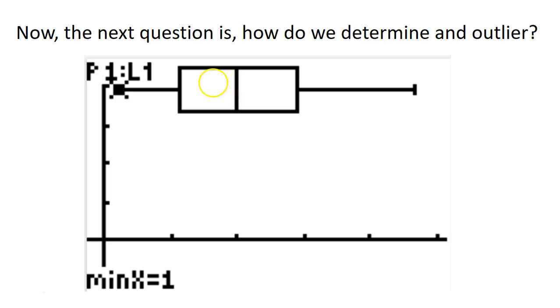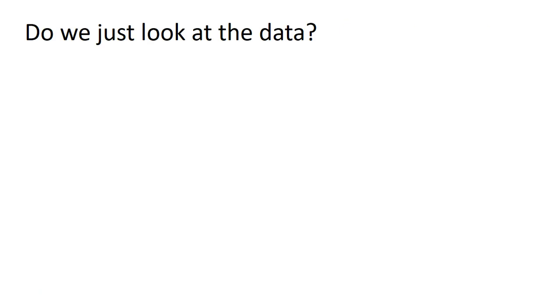The next question is, how do we determine any outliers? Because that's key to this. How do I know if something is an outlier or not? All right, you'll use this a ton. Okay, so do we just look at the data?